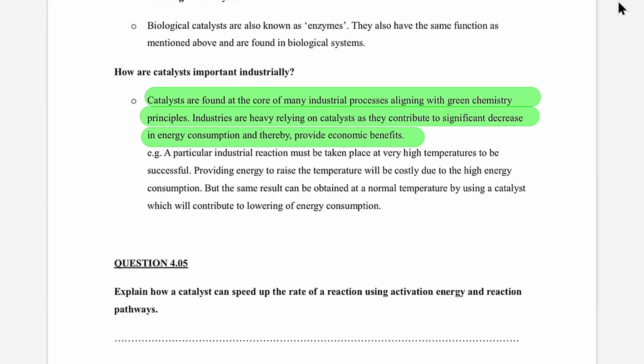If catalysts are not there, we need to provide energy to make the particles move. So you have to increase the temperature, which means you are providing energy, which means cost. A lot of issues are there, so you introduce a catalyst. We will write down those things properly from next week onwards. Industrial reactions would need very high temperature to be successful, and providing energy to raise the temperature is costly, with high energy consumption. But the same result can be obtained at normal temperature by using a catalyst.